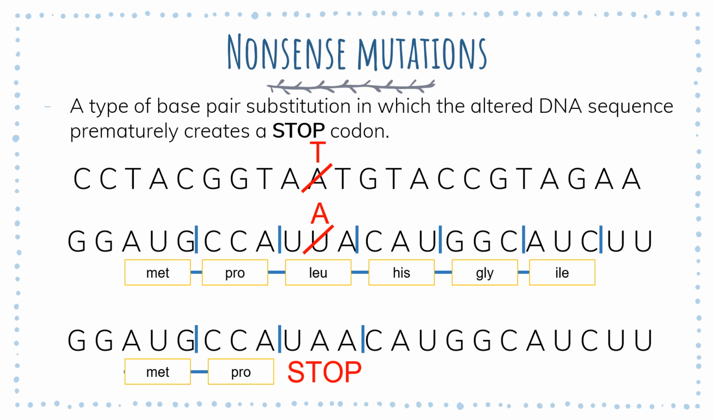So how will this affect the protein? Instead of having a long protein chain, it is prematurely terminated because of the creation of the stop codon. The protein will ultimately become dysfunctional and cannot be used by the cell.